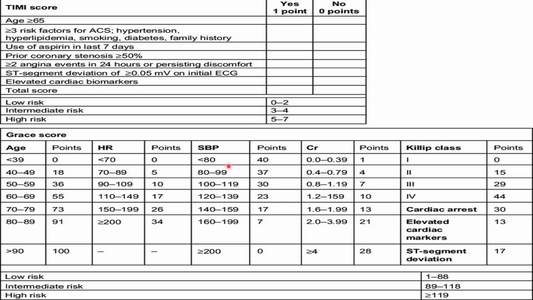Then the same way we've also got the GRACE score, which keeps in mind age, heart rate, systolic blood pressure, creatinine, and the Killip class, okay?